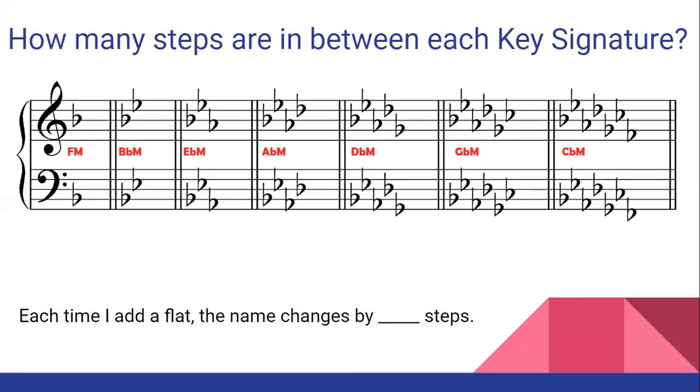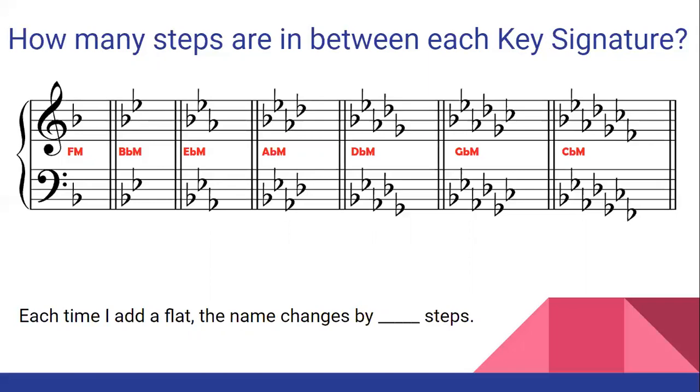Let's talk about flat keys now. If I add a flat to a key signature, by how many steps does its name change? Let's look at the first 2. If I'm going from 1 flat to 2 flats, that'll be from F to B flat. How many steps away is that? Well, F, G, A, B flat. That's 4 away. What about if I go from B flat to E flat? B flat, C, D, E flat. Again, that's 4 steps away.